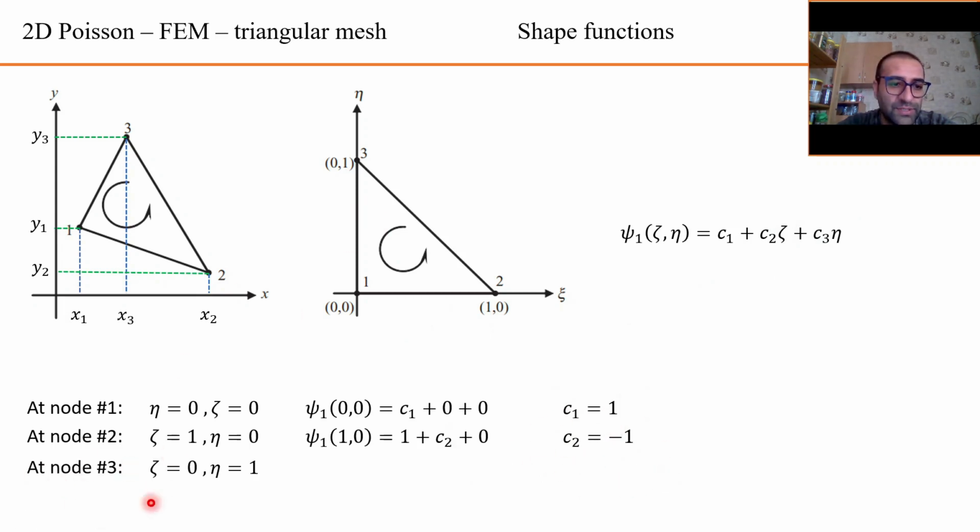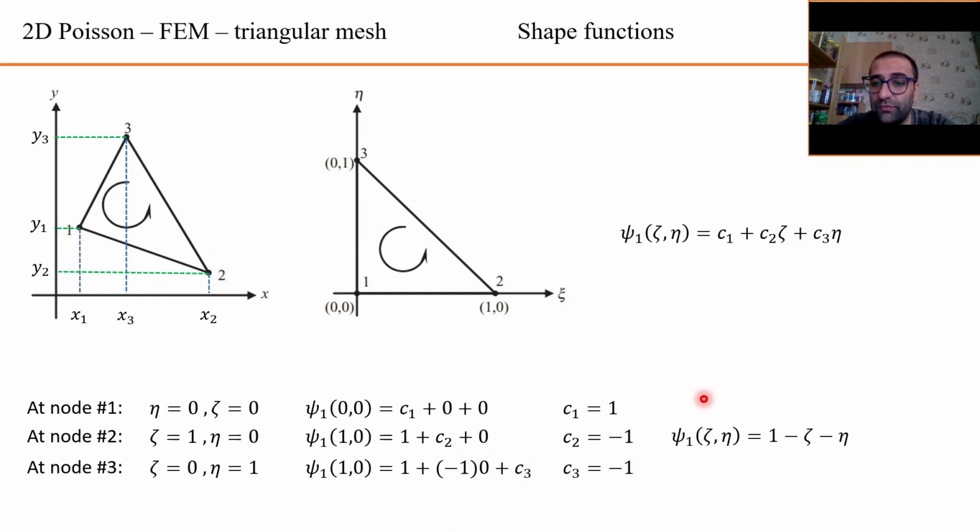And at node number 3, where zeta is 0 and eta is 1, the shape function again should be 0. We found c2 to be minus 1, but here zeta is 0, therefore this term is 0, and plus c3, again we get minus 1 for the third coefficient. Therefore, this is the first shape function.